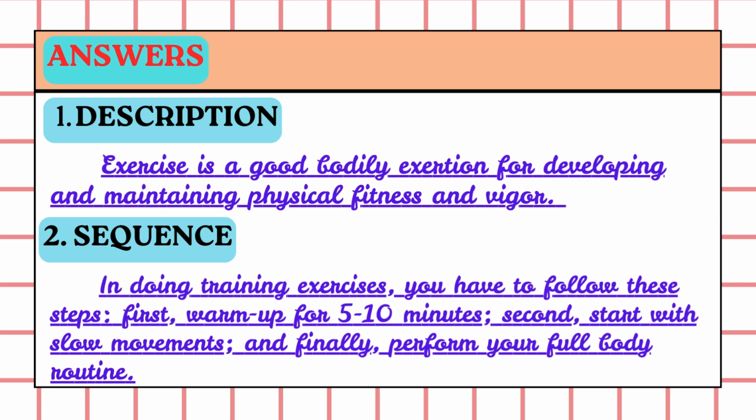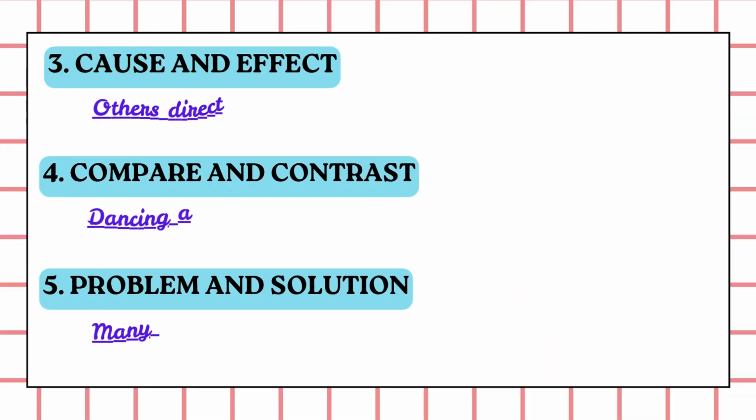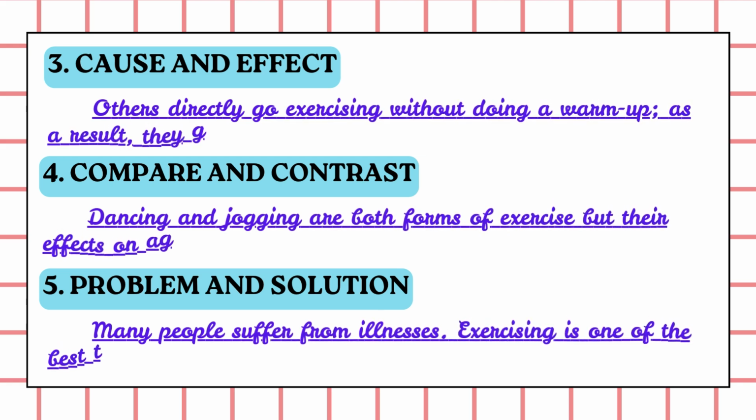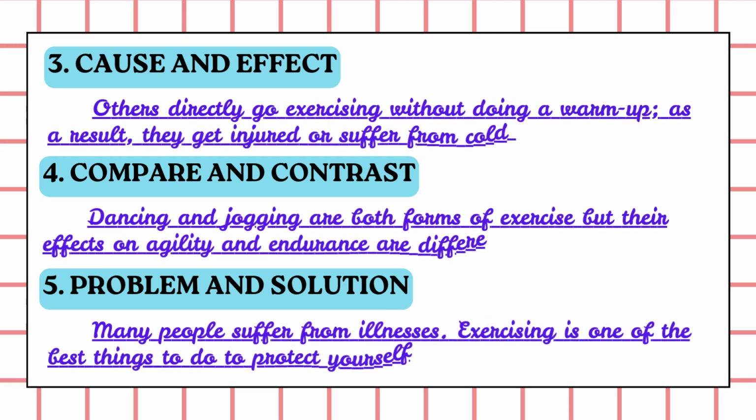2. Sequence. In doing training exercises, you have to follow these steps. First, warm up for 5 to 10 minutes. Second, start with slow movements. And finally, perform your full body routine. 3. Cause and effect. Others directly go exercising without doing a warm-up. As a result, they get injured or suffer from cold muscles.